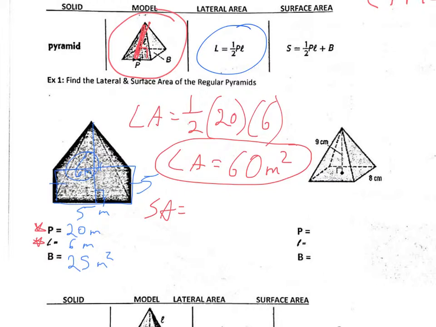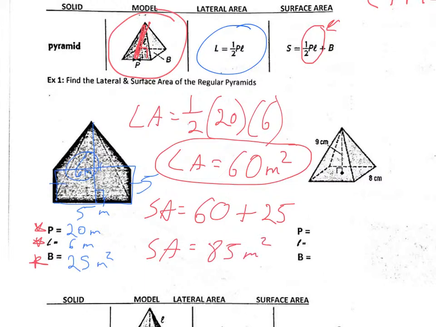So what we do, if you see the formula, that is my lateral area formula. So what's the lateral area? What is 1/2 times perimeter times length? We already figured it out up here. That's 60. And we're going to add that to the area of the base. Well, we found the area of the base to be 25. So what's the surface area of this pyramid? The surface area is 85 square meters. See that? All we did is we added the area of the base to the lateral area.